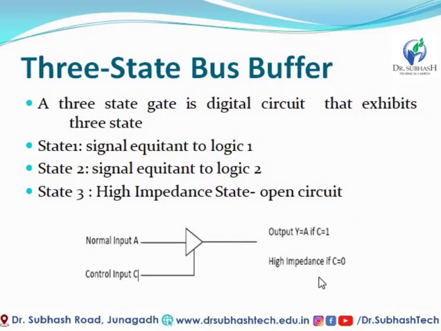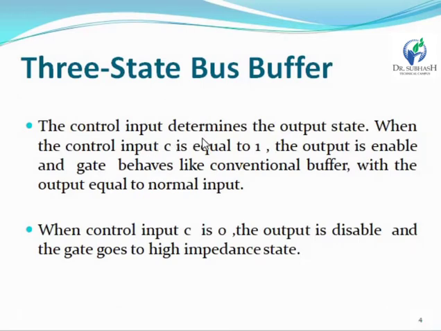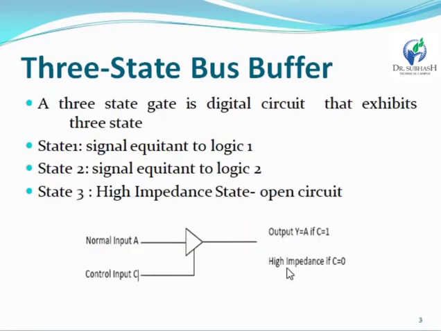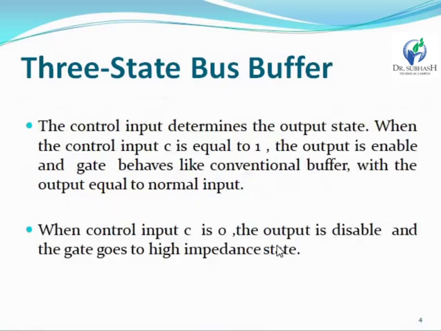So next, the control input determines the state of the output. When the control input C equal to 1, the output is enabled and the gate behaves like a conventional buffer with the output equal to the normal input. When the control input C equal to 0, the output is disabled and the gate goes to the high impedance state. If C is 0, then it goes to the high impedance state. If C equal to 1, then it goes to the normal buffer.